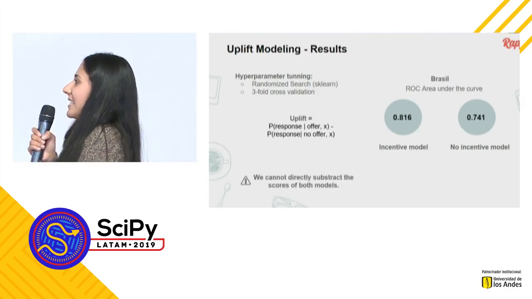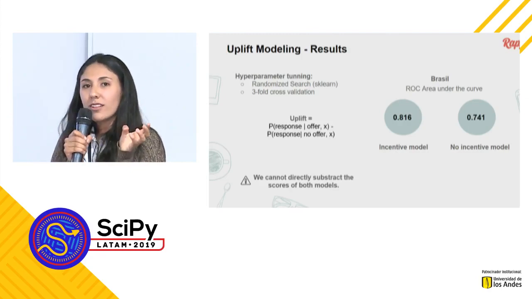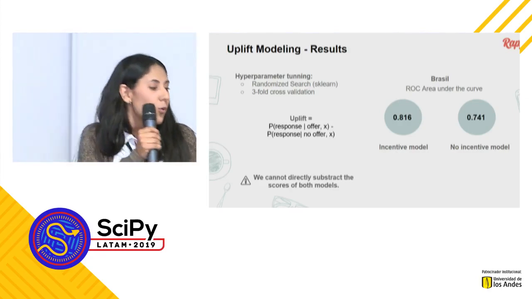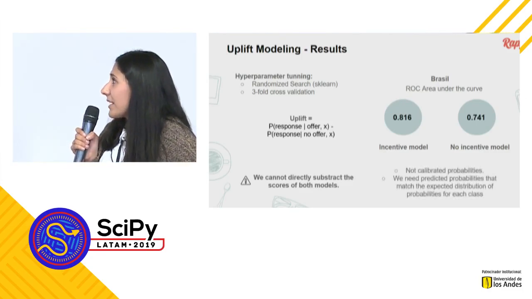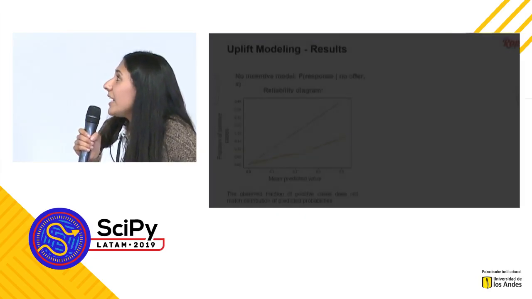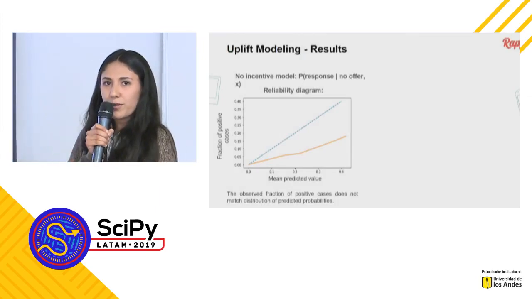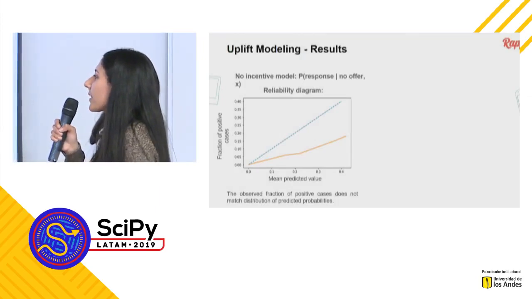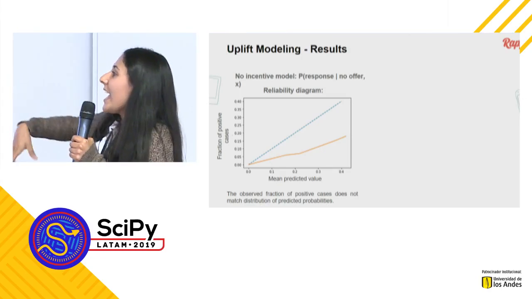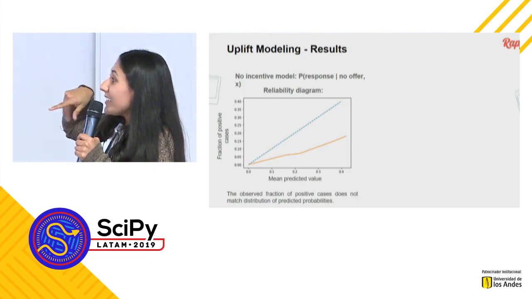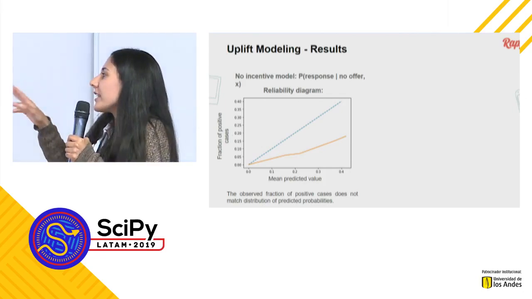The problem with this is that we cannot subtract the results of the models directly. Why? Because the outputs of the models are not calibrated. I'll explain this a little bit deeper in the next slide. So this is the reliability diagram of the no incentive model for Brazil. In the x-axis, we can find the predicted value of the model, and in the y-axis, we can find the fraction of positive cases for this predicted value of the model.